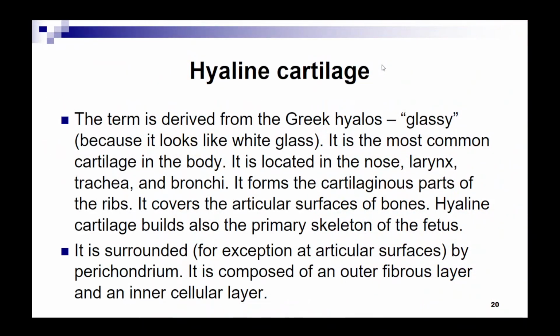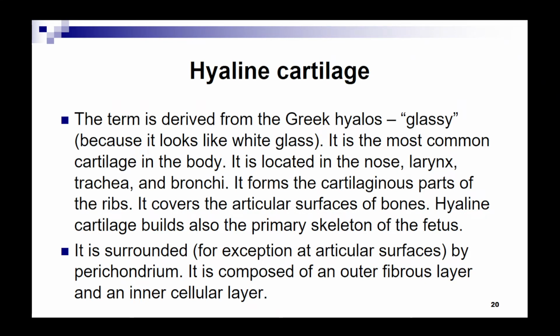Well, and we have seen the hyaline cartilage characteristics. The term is derived from the Greek hyalos, glassy, because it looks like white glass. It is the most common cartilage in the body, located in the nose, larynx, trachea, and bronchi. It forms the cartilaginous parts of the ribs and covers the articular surfaces of bones. Hyaline cartilage also builds the primary skeleton of the fetus.